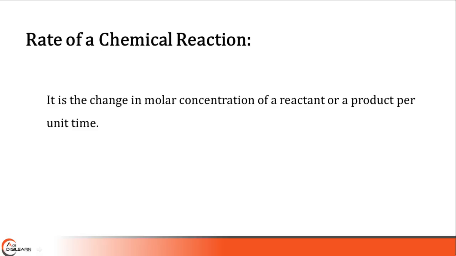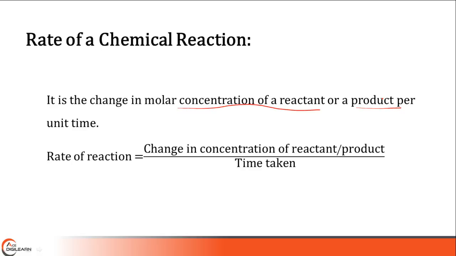In a chemical reaction, usually a reactant is converted into a product. So with time, there is a change in concentration of the reactant as well as the product. We can define the rate of a chemical reaction as the change in molar concentration of a reactant or a product with time. The formula is the change in concentration of reactant or product divided by the time taken for that conversion. The units of this rate are mole per liter per second, since concentration is measured in moles per liter and time in seconds.